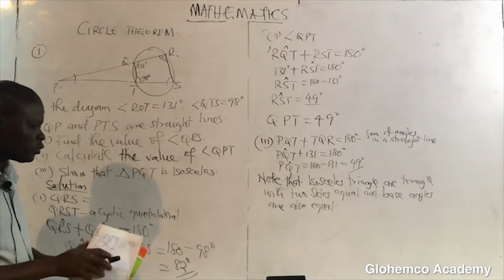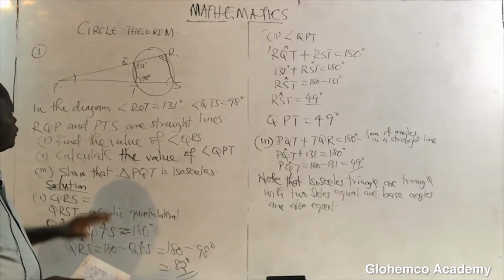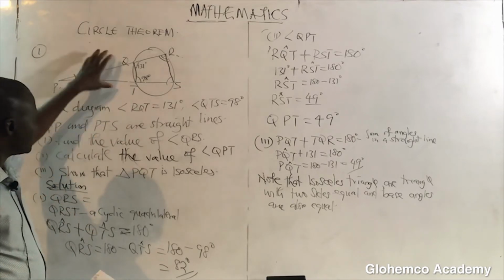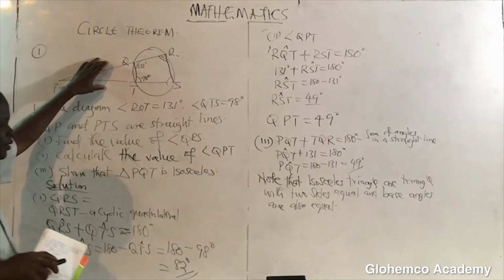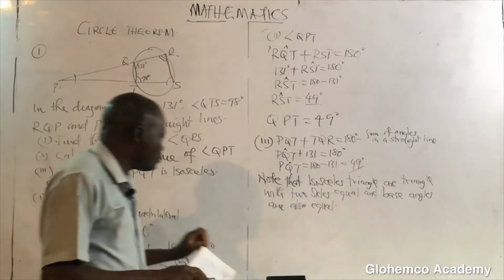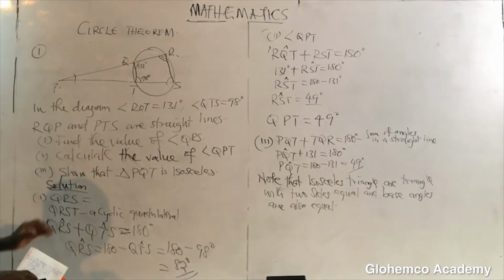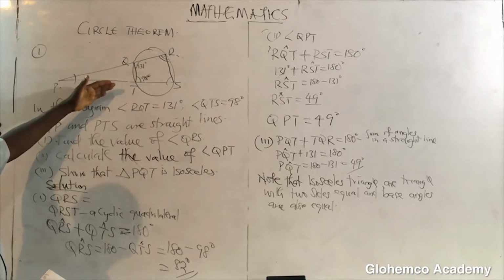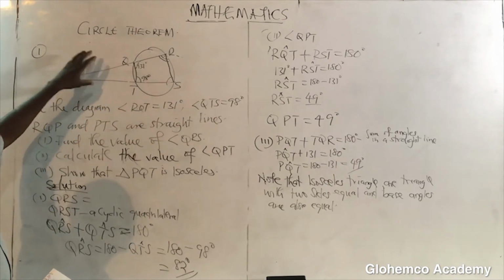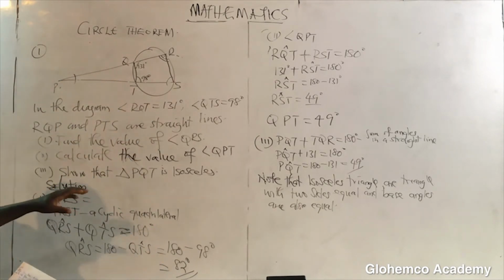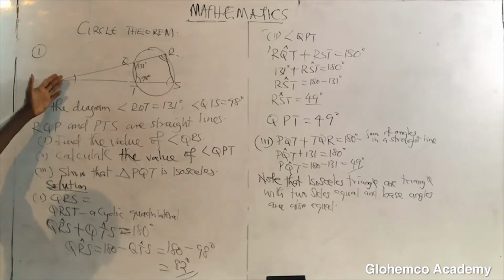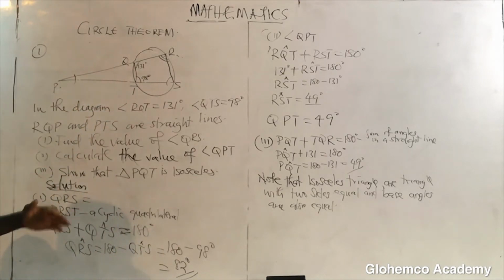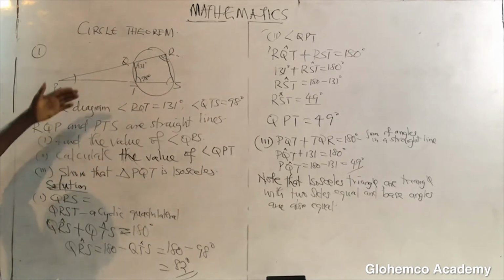Because we want you to prove it to us that truly it's an isosceles triangle. If PQT is an isosceles triangle, two sides must be equal, then the base angles must also be equal. Unfortunately for us here, they've not itemized the values of the sides. So you cannot confirm that the sides are equal because there is no value of the sides given to us here.